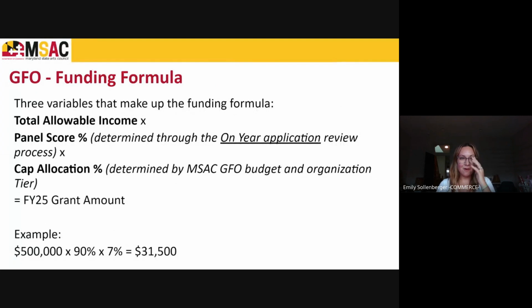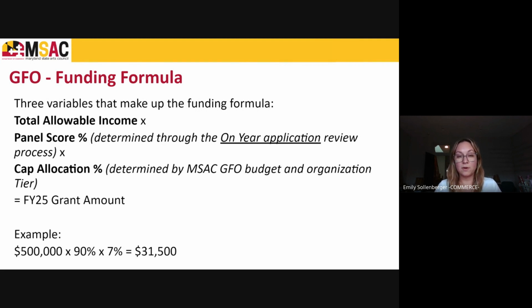Okay, I'm going to move forward into the funding formula. So once we get all those financial statements and we determine and verify your allowable income, we move through the process of getting all of the funding formulas set up. So there are 3 variables in the funding formula. It's the total allowable income, which again, we pull from your table and verify with your financial statement each year. The panel score, which is determined through your application.